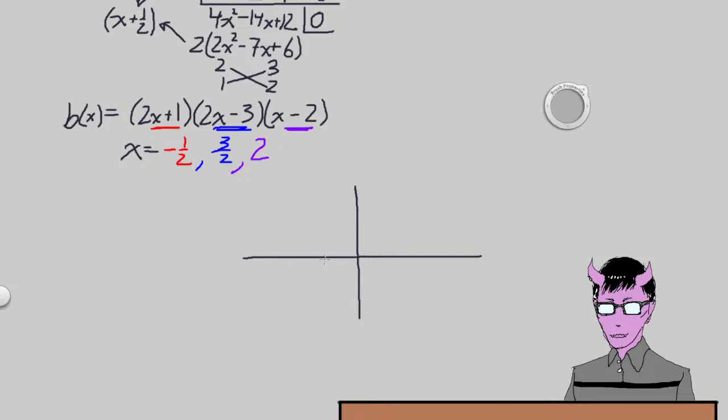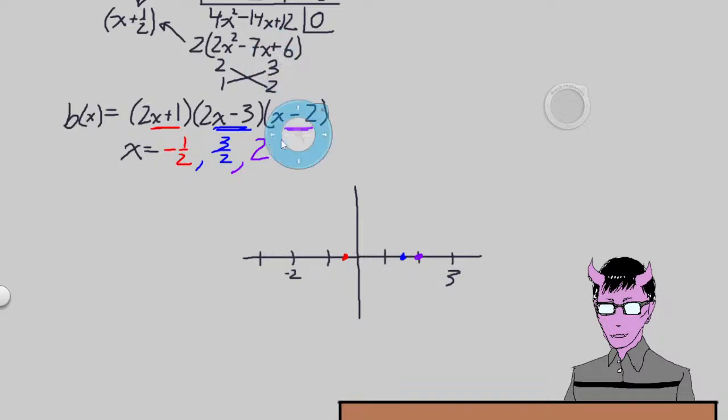Alright, so we have a 0 at negative 1/2. So here's negative 1, and here's negative 2. So we have a 0 at negative 1, I mean negative 1/2, I'm sorry, right here. And of course, on the other side, here's positive 1, here's positive 2, here's positive 3. So we have a 0 at 3/2, which is right here, 1 and 1/2, and then we have a 0 at 2, so right there.